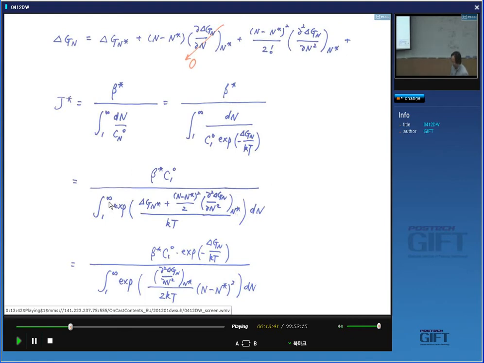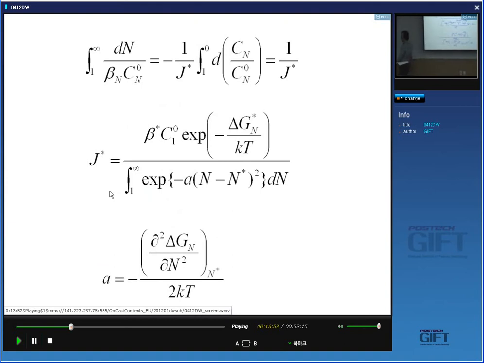Anyway, this is the final form we want to derive. And when you compare this equation to this one, it is exactly the same form. Okay?